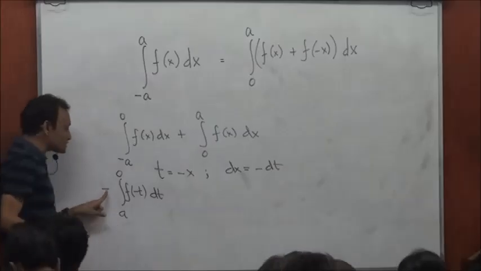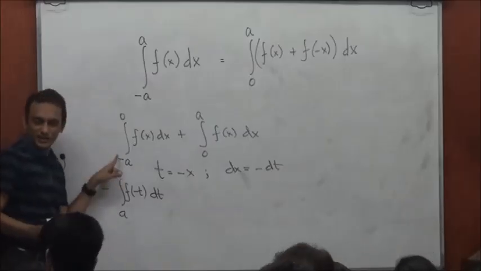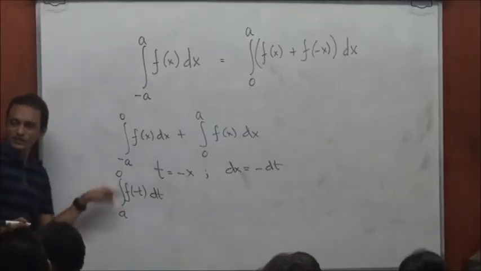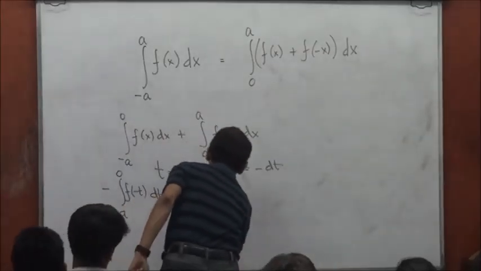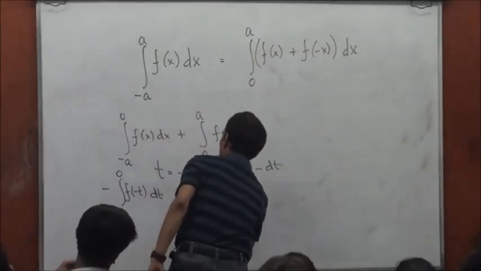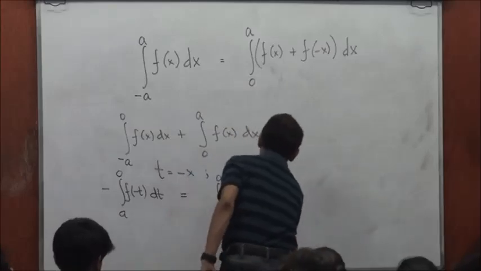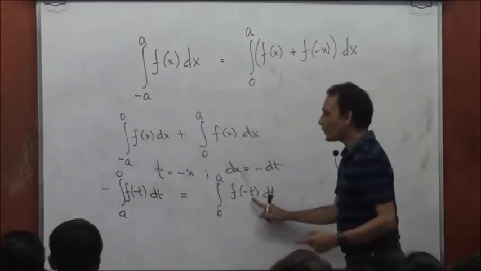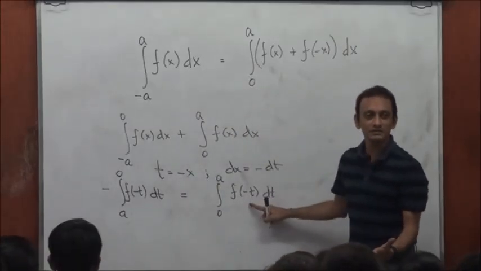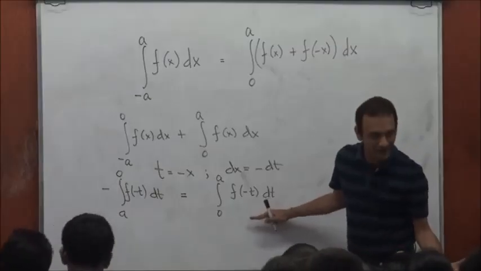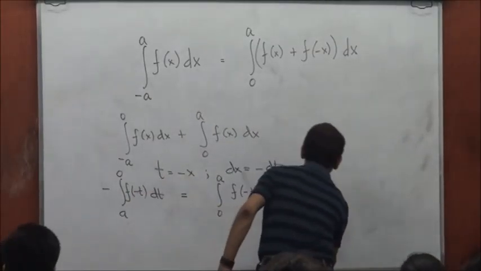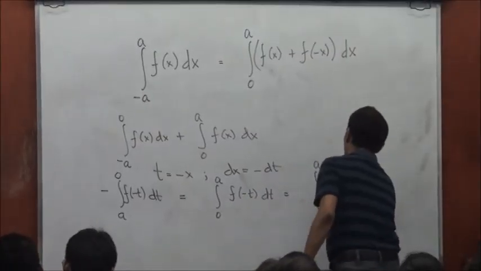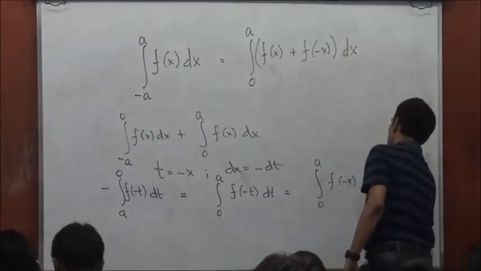Now I could use this minus sign to swap the limits of integration, to interchange the limits of integration, right? So I could write this as 0 to a f of minus t dt. Why t? London, Paris or x, it does not matter. So now might as well call it f of minus x dx. Yes or no?